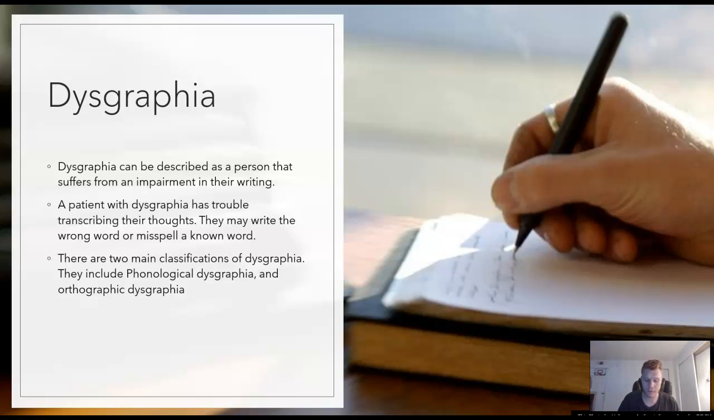So now I would like to move on to dysgraphia. In contrast to dyslexia, dysgraphia typically is concerned with the person's ability to write successfully. A patient experiencing dysgraphia would have trouble with transcribing their thoughts and writing in general. The two important classifications of dysgraphia include phonological dysgraphia and orthographic dysgraphia. Both of these classifications can cause impairments in a person's writing ability.